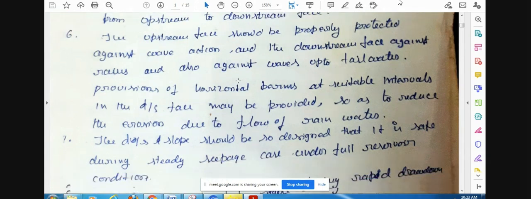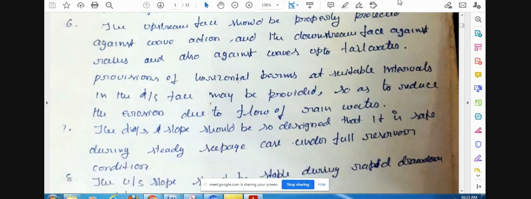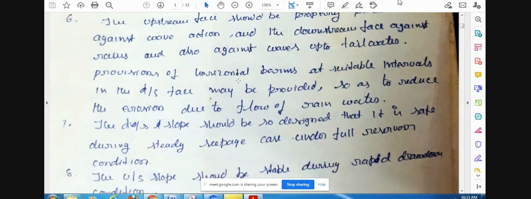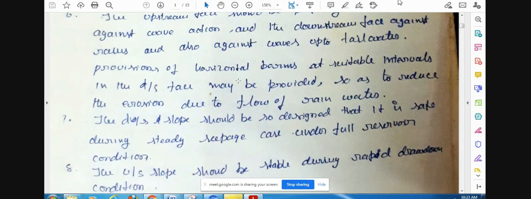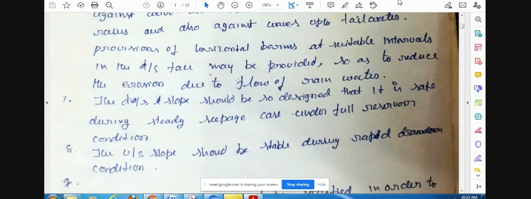That is one point. Another point is the downstream slope should be designed so that it is safe during the steady seepage case under full reservoir condition. If the reservoir is full, there is danger to the downstream slope. If the reservoir is full, it means the seepage will be more, so it causes danger to the downstream phase. Therefore you have to design the downstream slope in such a way that even though the reservoir is full, there should not be any danger to the structure.